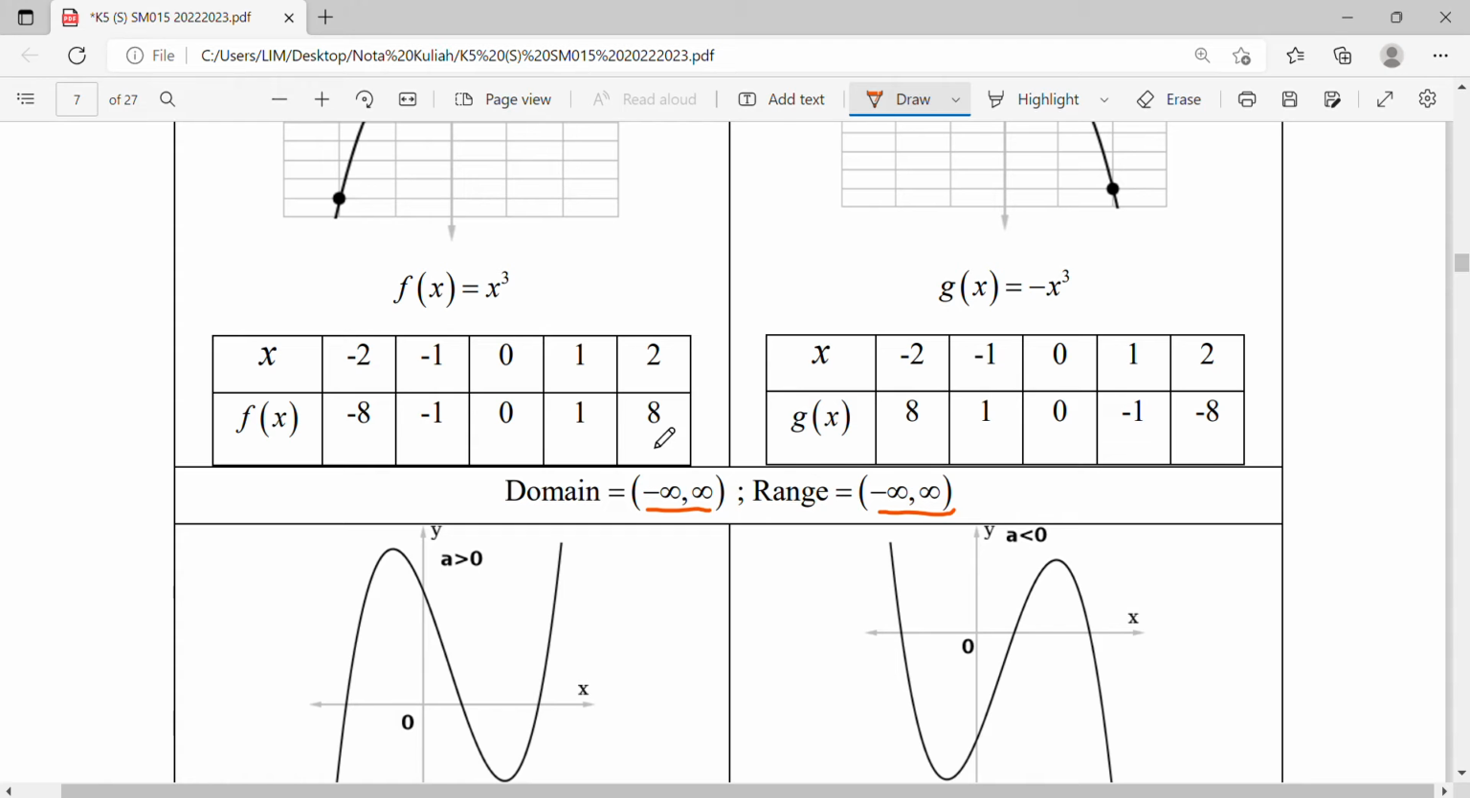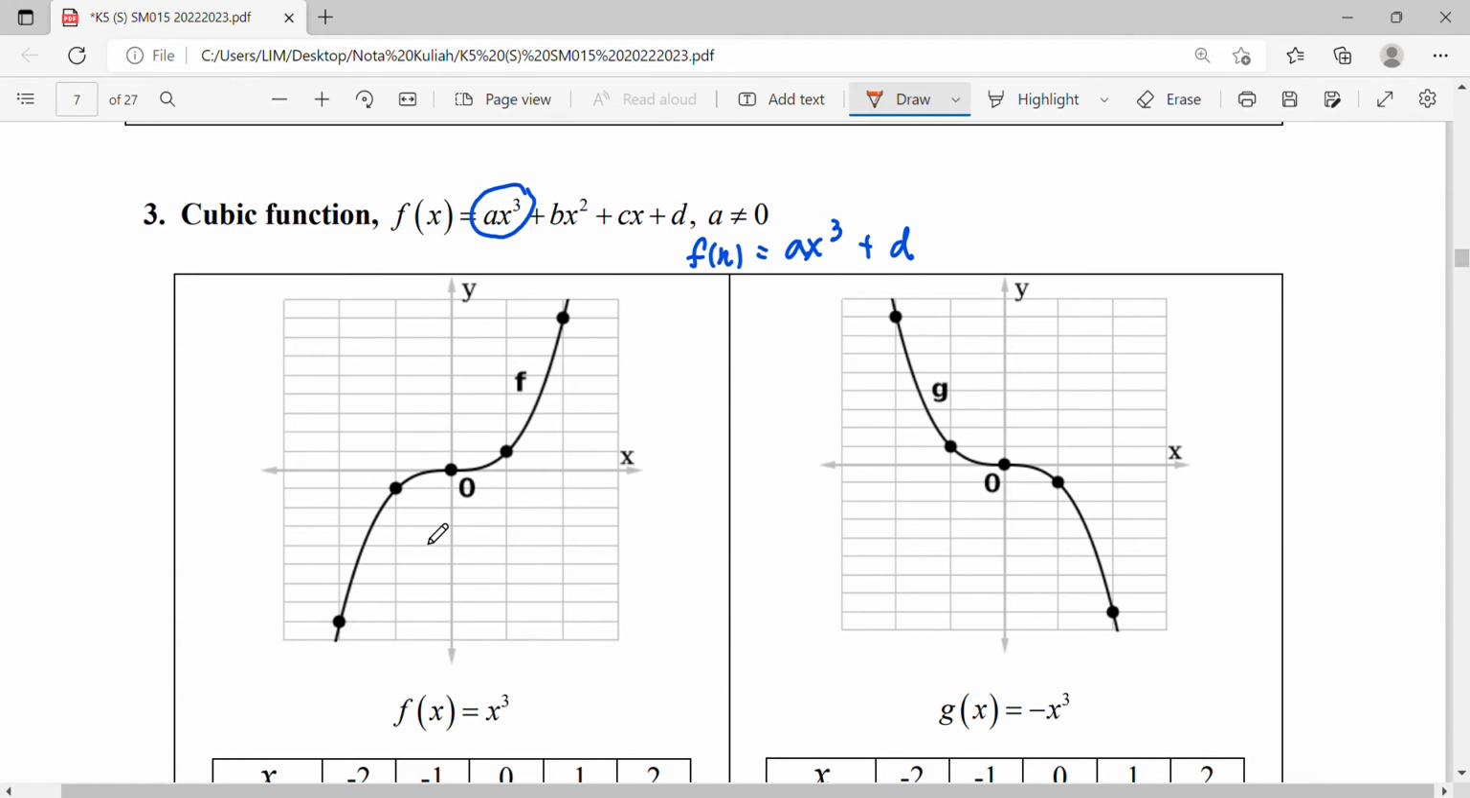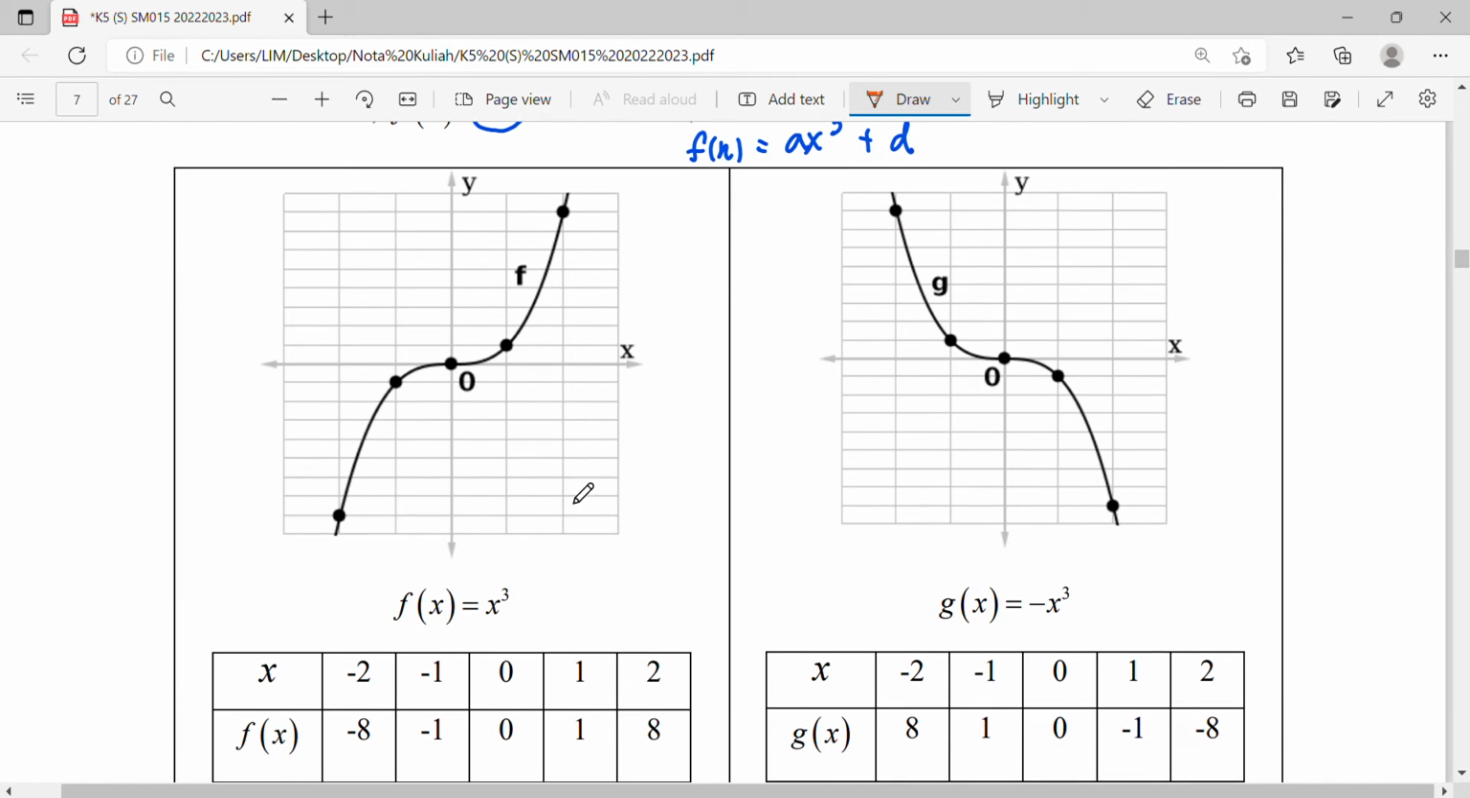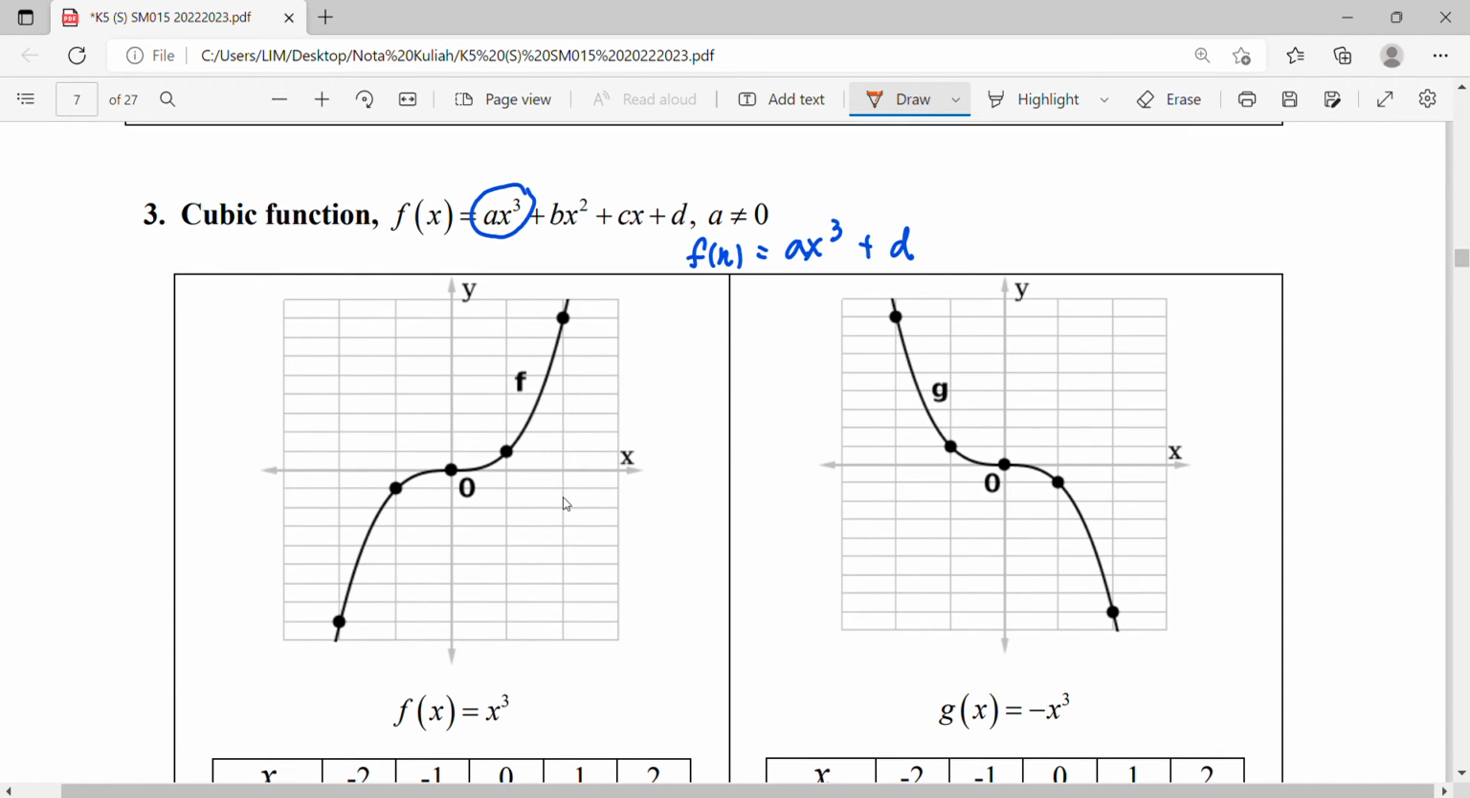Alright, so for the S-shaped curve here, whether it's going up or going down, it will depend on the coefficient of x cubed. If your coefficient of x cubed is positive, which means your value a here is positive, the shape of the graph will be going up. If your coefficient of x cubed is negative, then your S shape will be curved down.